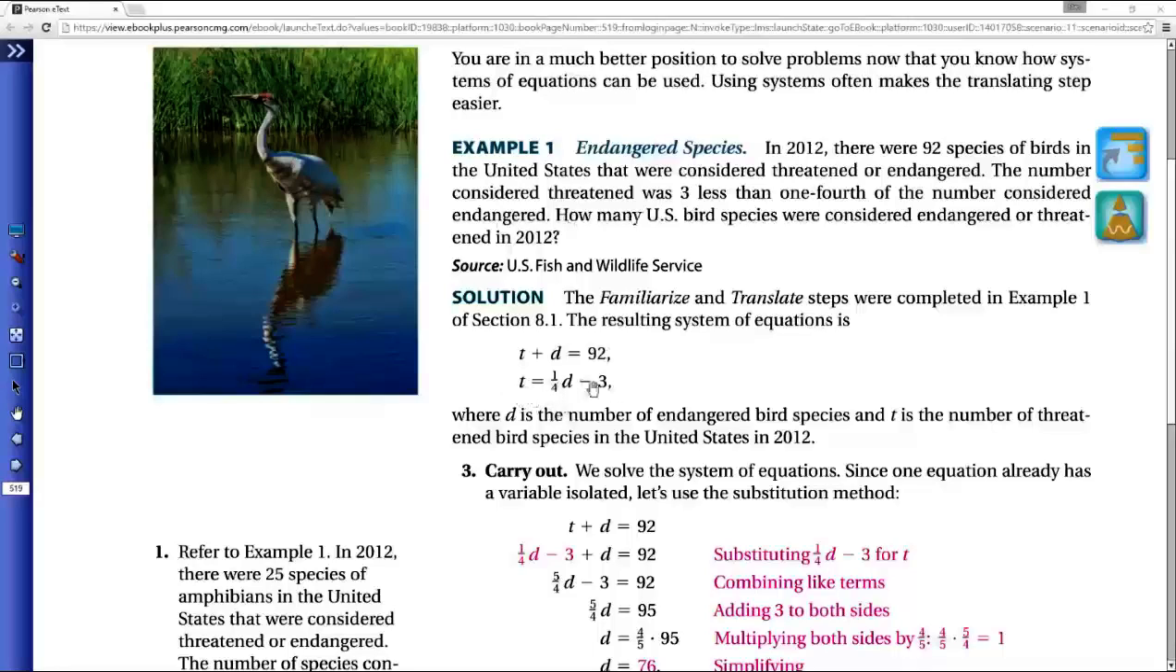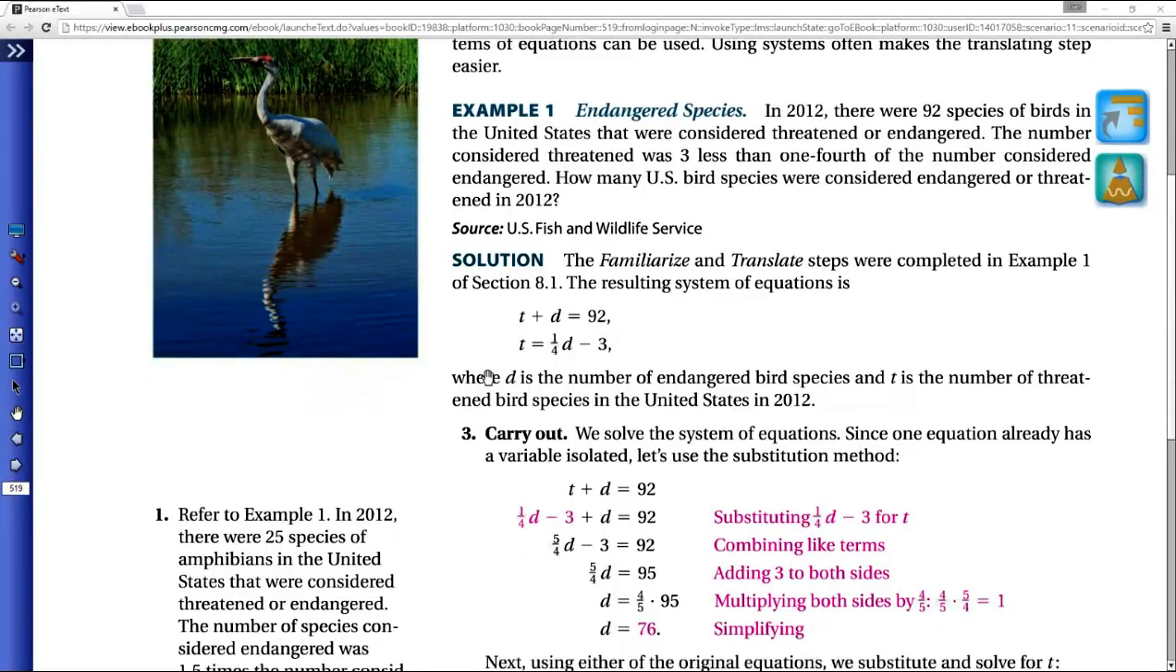T, which is the threatened, equals one-fourth of D and 3 less than that, or minus 3. Now, where did they get this one here, though? Threatened plus endangered equals 92. Well, that goes back to the first statement. There were 92 species of birds in the United States considered threatened or endangered. That statement tells me if I add up the threatened and endangered, I'll add up to 92. So now I have two equations.